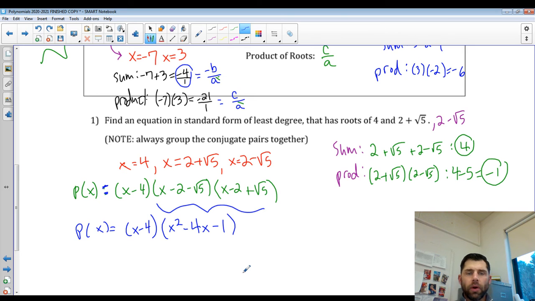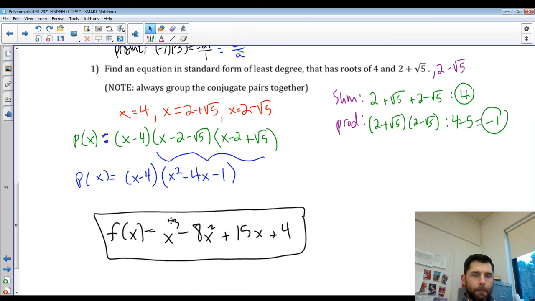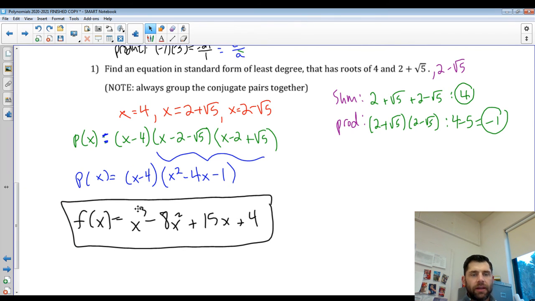Now, I didn't give you a point to go through. I didn't tell you specifically what to do, so we're just going to leave it there. We can multiply it through. I did that for you because I know you guys can handle that. So there's how we would find our polynomial. And I just changed it from a p to an f, whatever. You guys know what I mean? So it just streamlines the process.